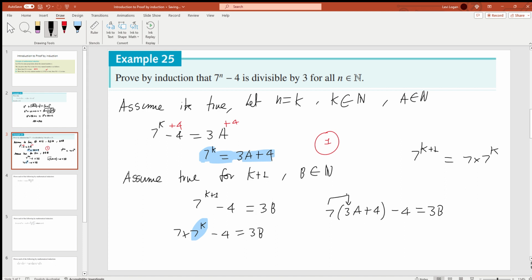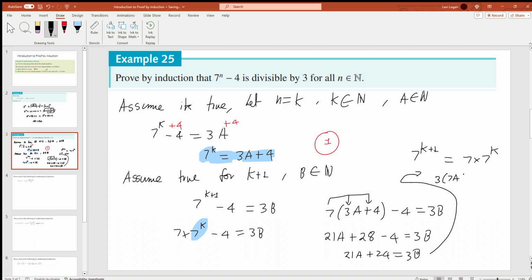I'm going to distribute my 7, and I'll get 21a plus 28 minus 4 equals 3b. So I'll get 21a plus 24 equals 3b. And I can see both of them, I can take out a factor of 3. So 21 divided by 3 is 7, and 24 divided by 3 is 8. So I can rewrite that as 7a plus 8 equals 3b. And I've proved that this side is divisible by 3 because I could take out a factor of 3. So therefore I can say, hence divisible by 3.